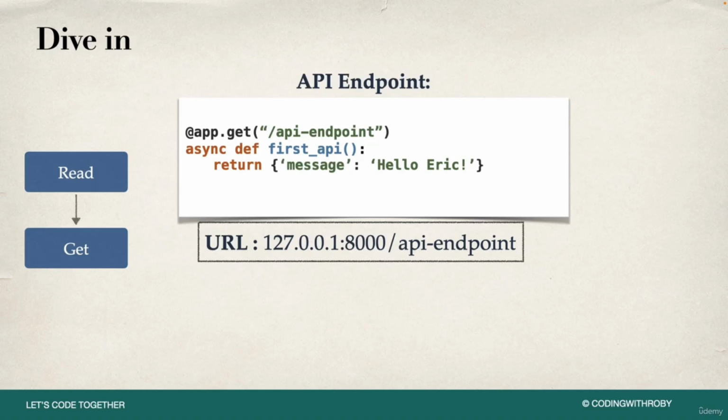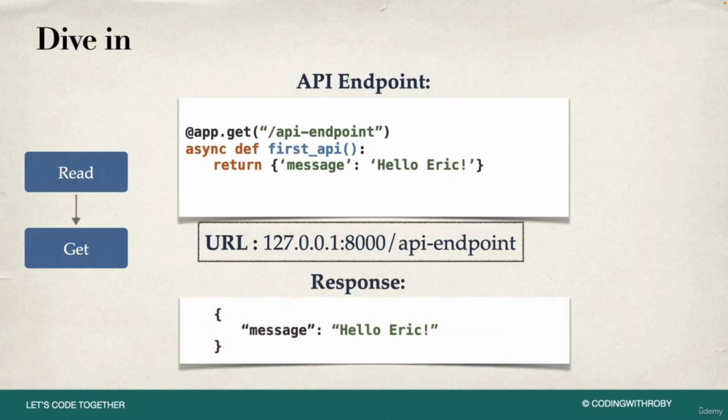And now if we go to this URL /API-endpoint, we are going to get the response from FastAPI, which is a new dictionary that just says message of hello Eric. So the API endpoint that we're adding is just the path or the URL path to be able to call this Python function.